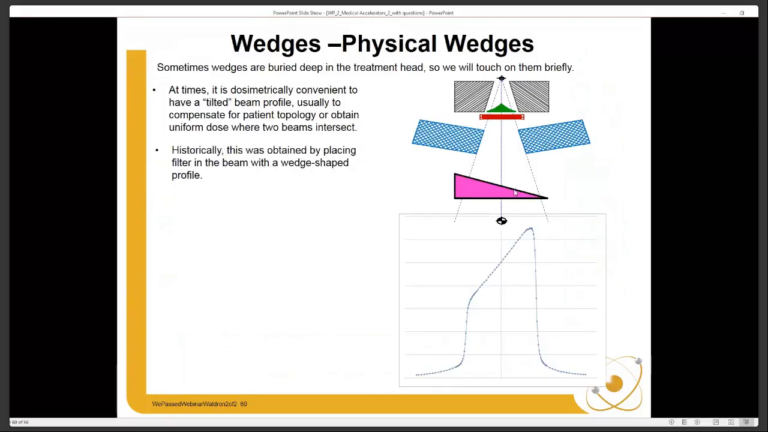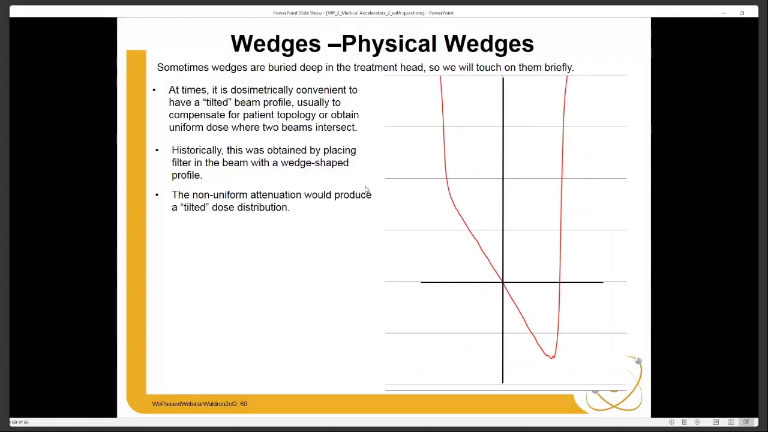Historically, we do this by placing a wedge-shaped attenuator in the beam. Historically, this is something mounted on a tray that gets put in the bottom of the head, and it produces this nice tilted beam profile, like in the plot on the right. Of course, the pink thing is the wedge filter, as we used to call them.